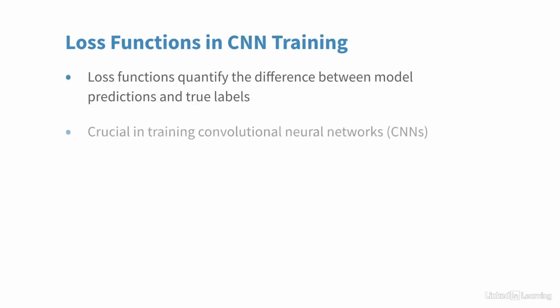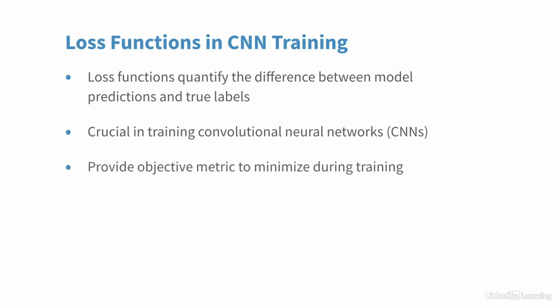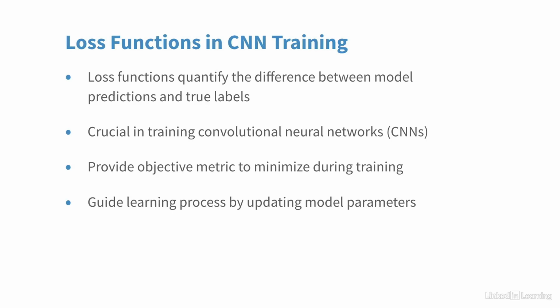So loss functions are crucial for training convolutional neural networks. They measure the difference between the model's predictions and the true labels. This provides us with an objective metric that the training process is trying to minimize. The loss function guides the learning process by iteratively updating the model's parameters.